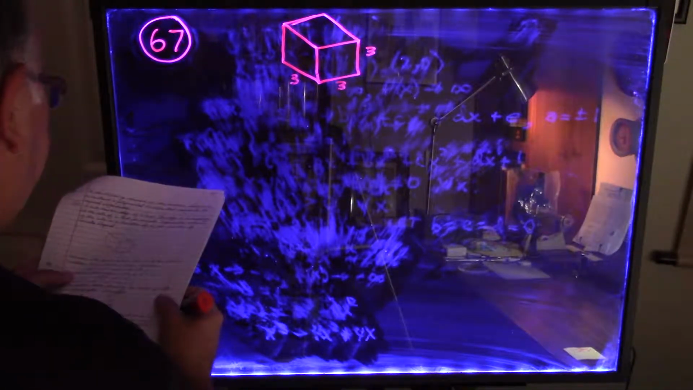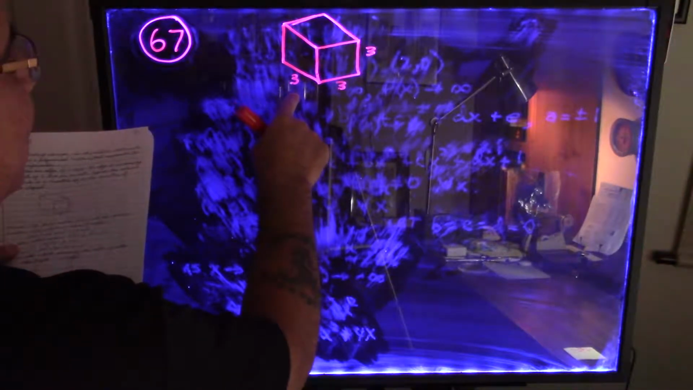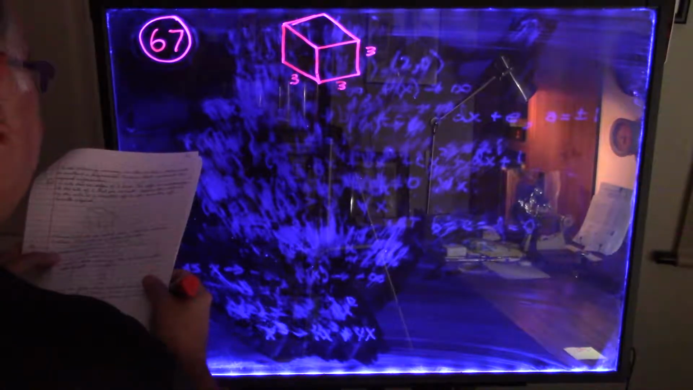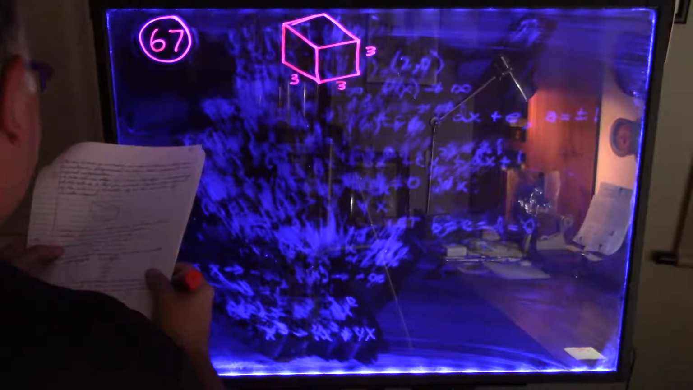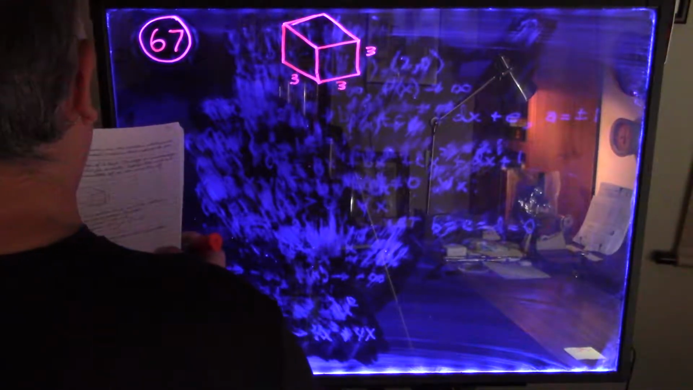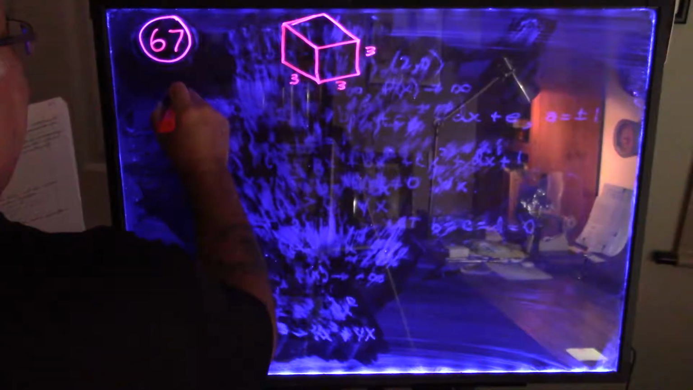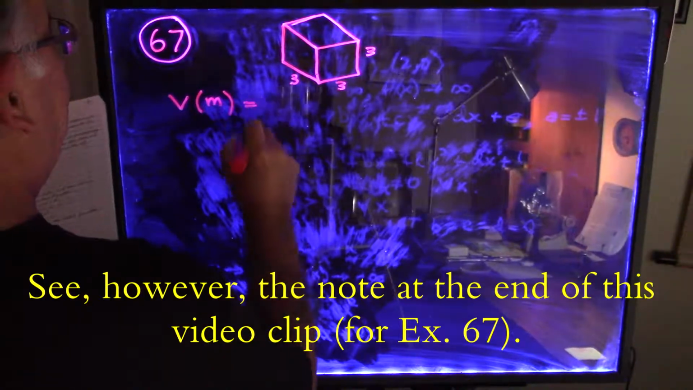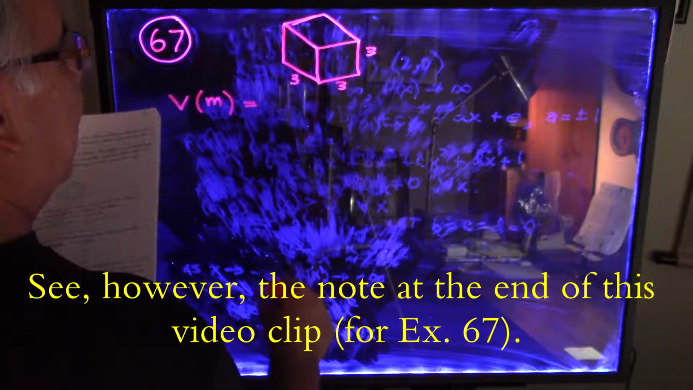The volume will be length times width times height, 3 times 3 times 3 in this one, and it'll be in cubic feet. The volume function can be written as a cubic function, V of m, where m is the number of minutes elapsed. So the volume as a function of minutes will be cubic. Why? Because the volume will always be in cubic feet.